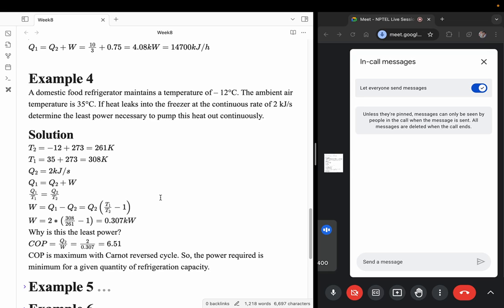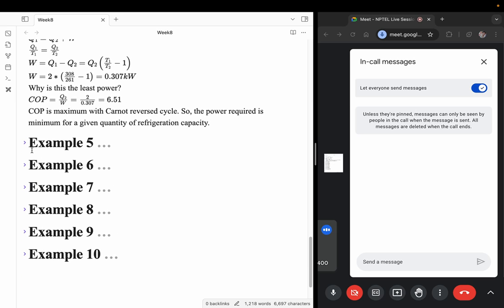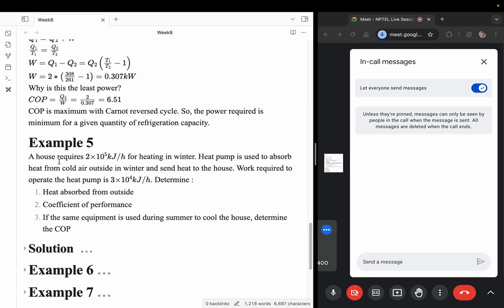Is this clear? Are there any questions? Feel free to type it in the chat box if you have any queries. I guess there are no queries, so we'll move on to the next problem.